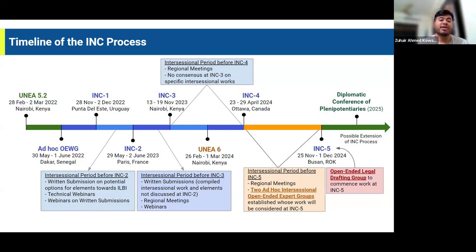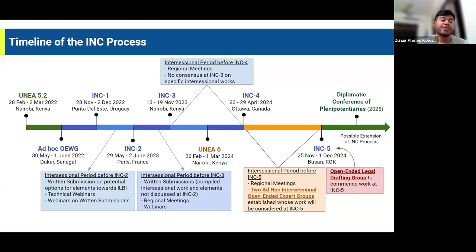The INC process formally started in Uruguay, where we had the first session, which had a lot of discussion. Most of it was a duplication of the same discussion that happened at UNEA 5.2 and the Ad Hoc Open-Ended Working Group meeting, but it also gave more clarification on how the process will be rolled out. And then, to be very honest, the substantive discussion formally started from INC2, where a lot of discussions happened in the contact groups.